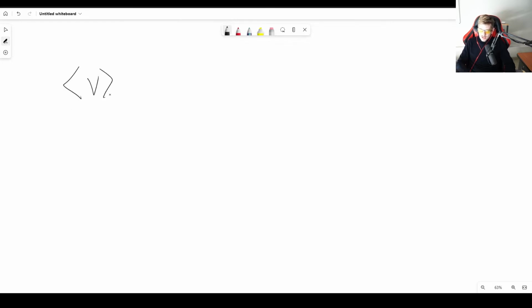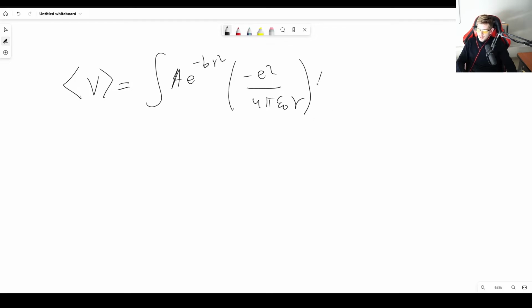So the expectation value of the potential is minus, actually, once again, let's go into the integral. So we get a e to the minus br squared times minus e squared over 4 pi epsilon 0 r, and then a e to the minus br squared dr3. Now let's choose spherical coordinates. So we go from 0 to pi, 0 to 2 pi, 0 to infinity.